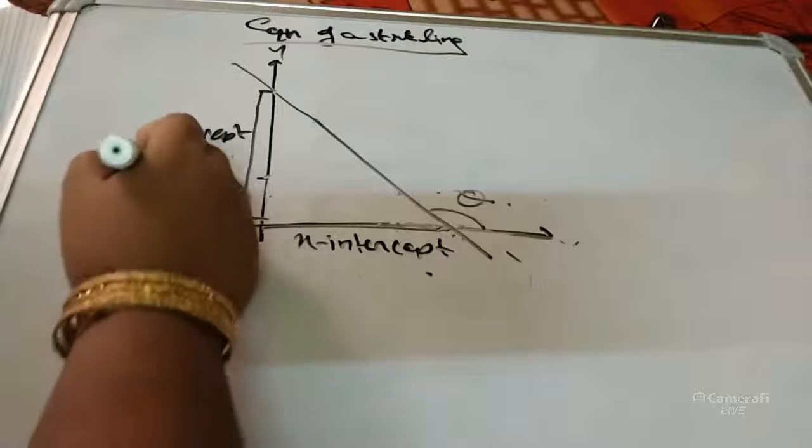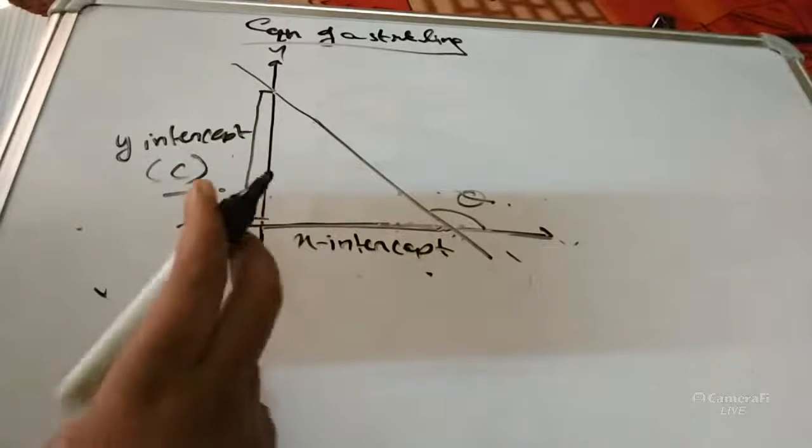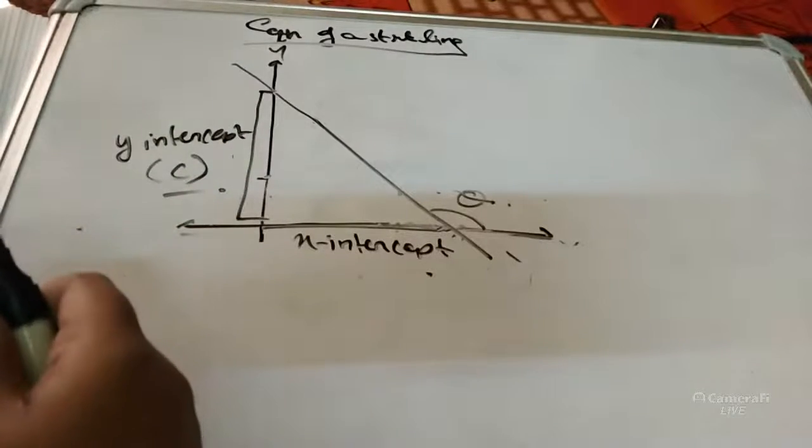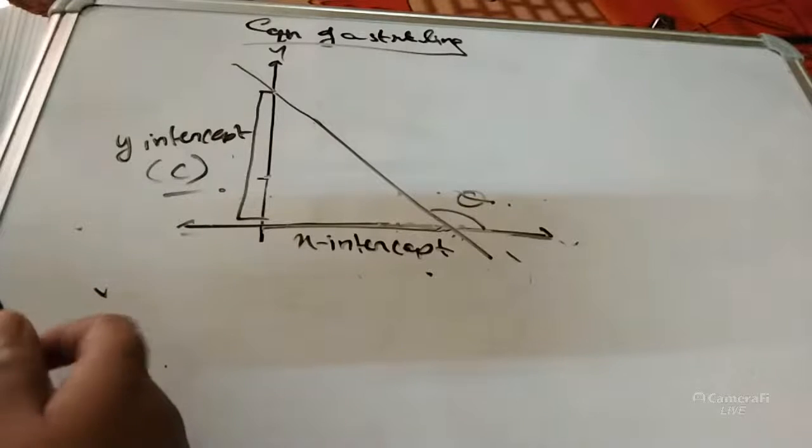The y-intercept is usually denoted by c. From here onwards, we will denote the y-intercept as c.